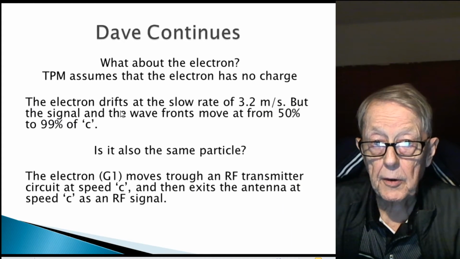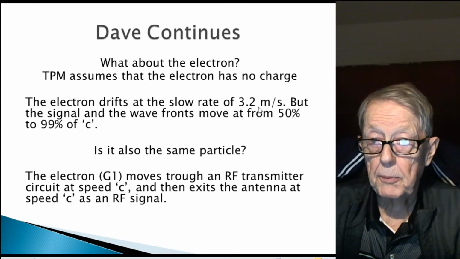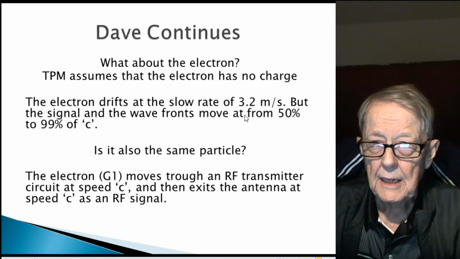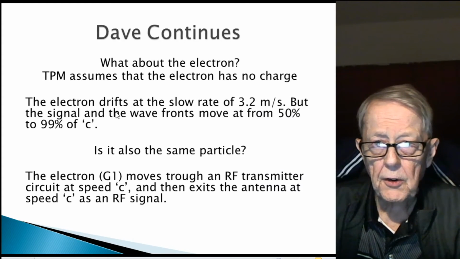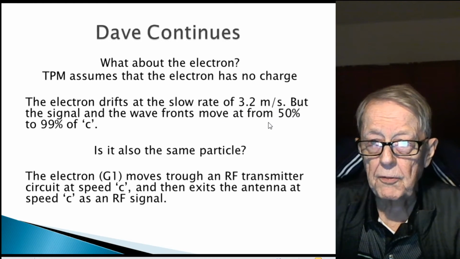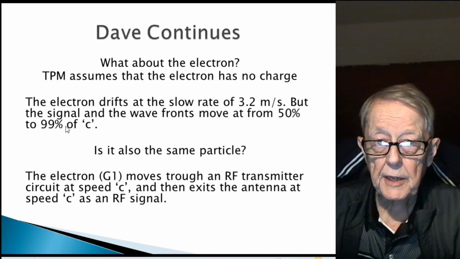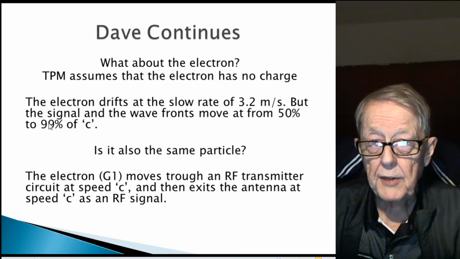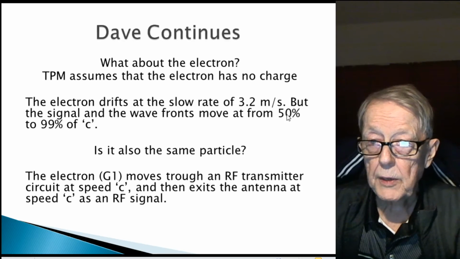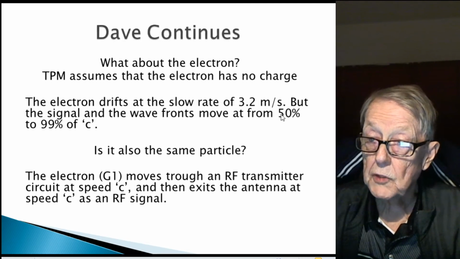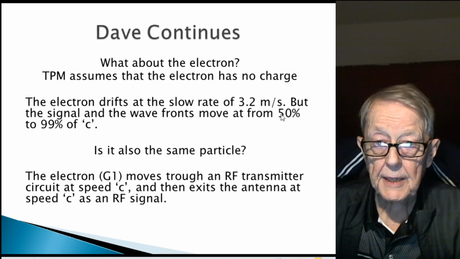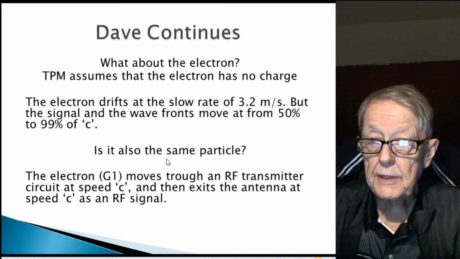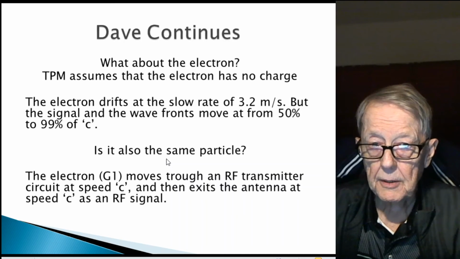The electron, of course, drifts at the slow rate of 3.2 meters per second. But the signal, the current, and the wave fronts move from 50% to 99% of c. And my conclusion is that if it moves at c at all in the first place, in any condition, it's probably moving at c anyway, and there's a different reason for it to appear to move slower because of the path it takes. Question again, is it the same particle?